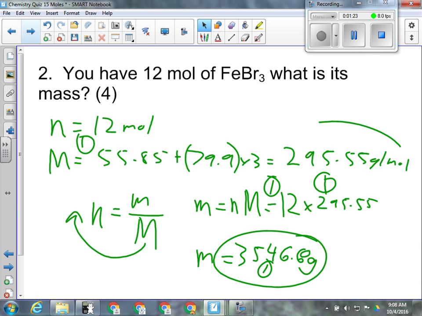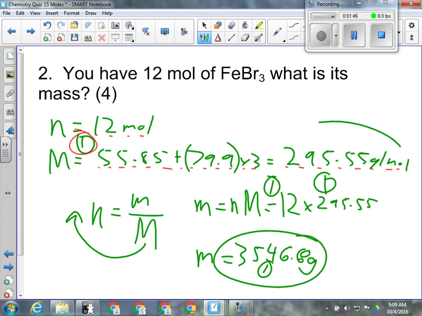Okay, for number 2, we have 12 moles of iron 3 bromide. What is its mass? All right, so a mark for givens, the 12 moles, and to calculate the molar mass, I have 1 iron, 55.85, added to 3 bromines, giving me a total of 295.55 grams per mole. So 1 mark there for the givens.